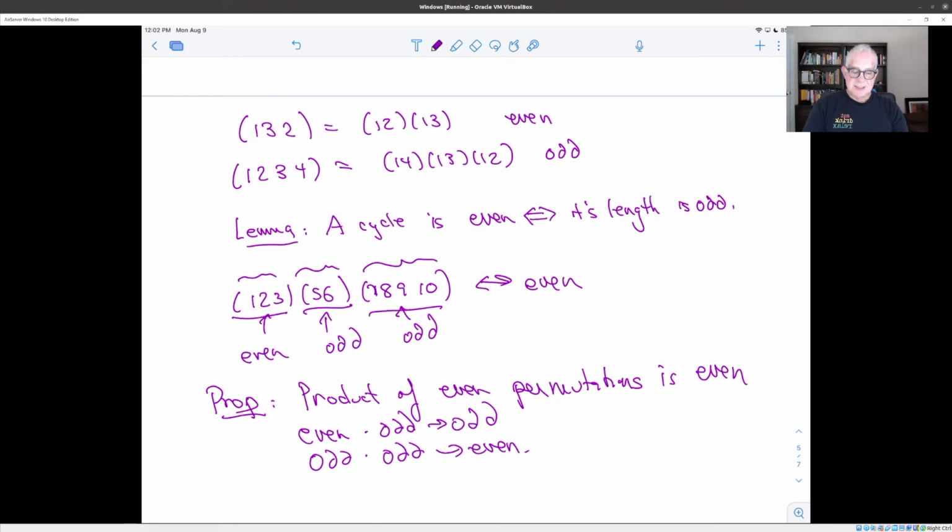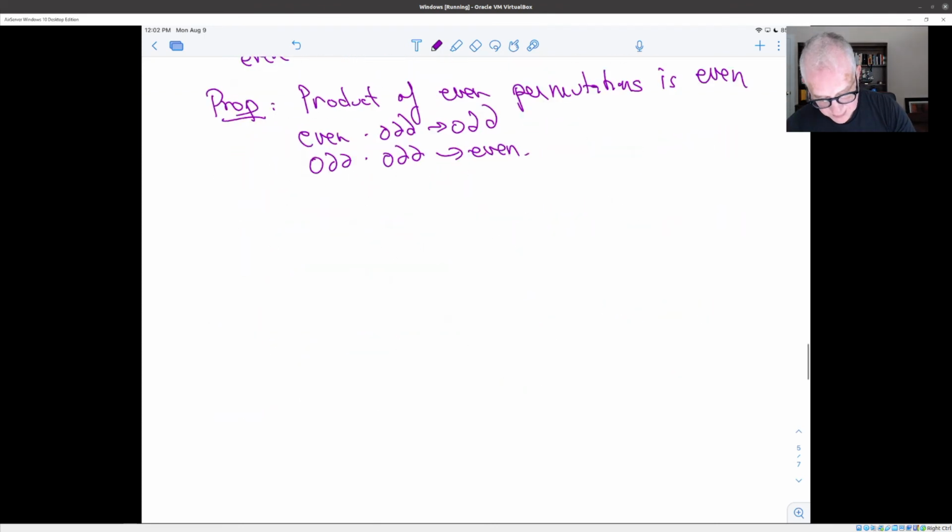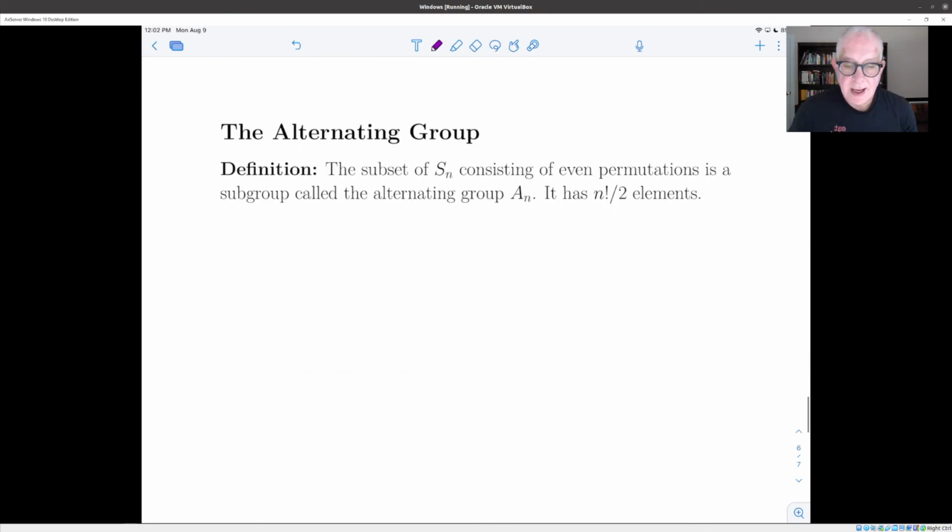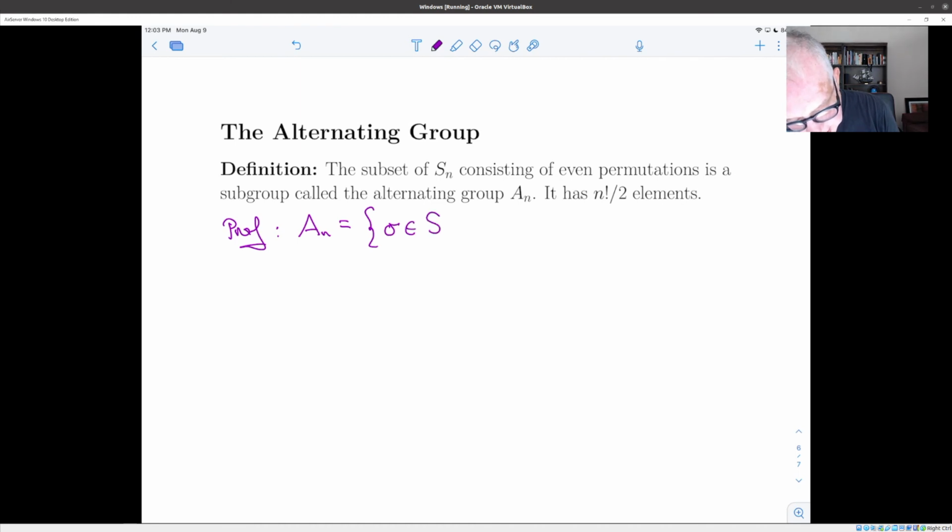So that maybe helps explain where the name comes from, even and odd. And finally, because the product of even permutations is even, the collection of even permutations forms a subgroup of Sn. So let's prove that a little bit more carefully. We let An, called the alternating group, be the collection of permutations sigma in Sn, the symmetric group, such that sigma is even. And the claim is that An is a subgroup.